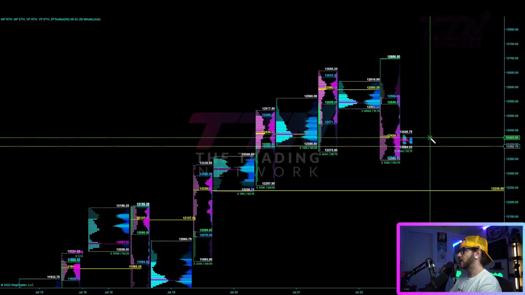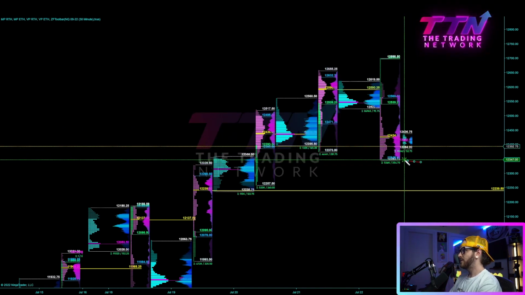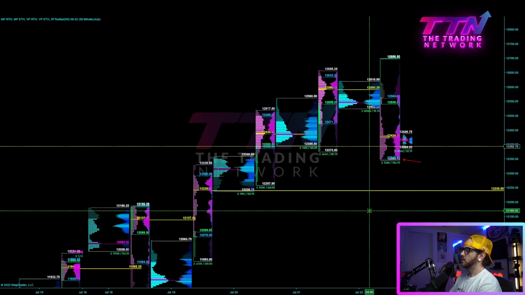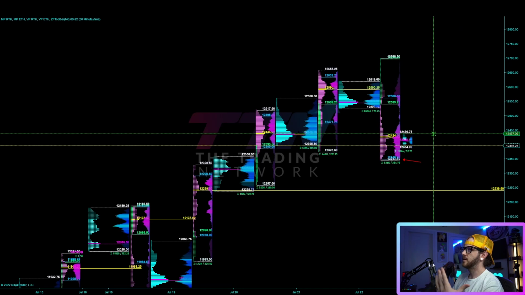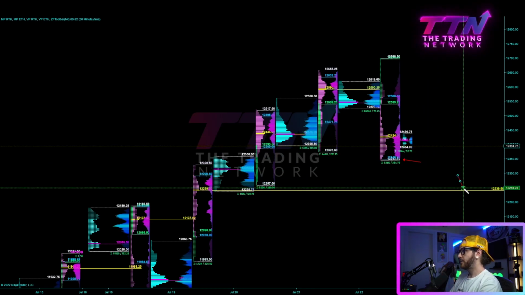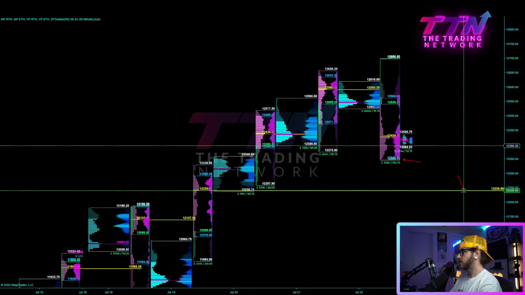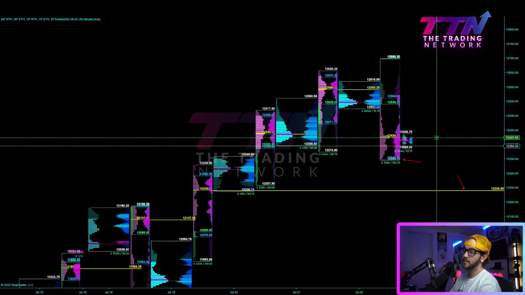Most immediately on a session profile level, if we break Friday's low, either in the overnight or, more importantly in my opinion, in the New York session tomorrow, we could get a move into that naked POC pretty darn quickly in tomorrow's session.